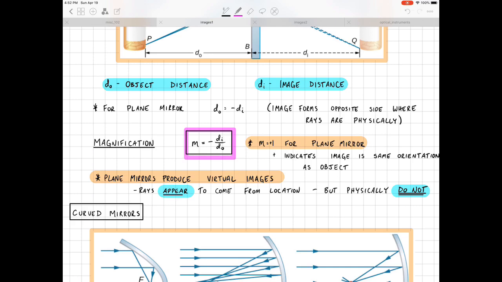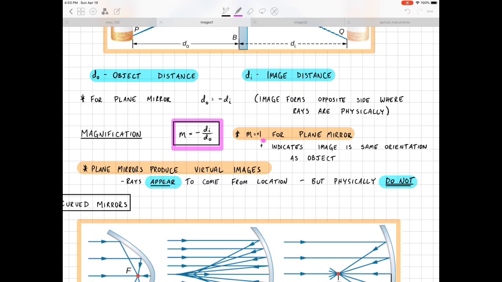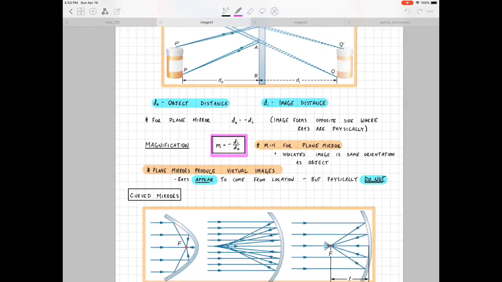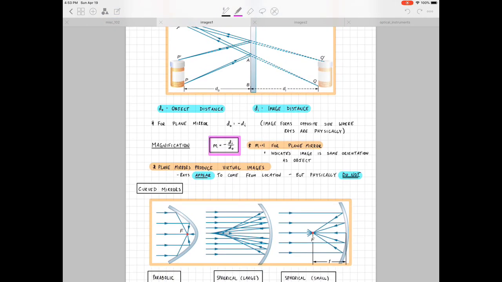There's no increase or decrease in the size of the image relative to the object. And the plus sign here indicates that the image is the same orientation as the object. This means that the image that is formed with a plane mirror is known as a virtual image.